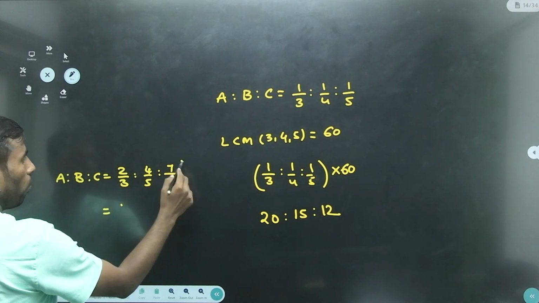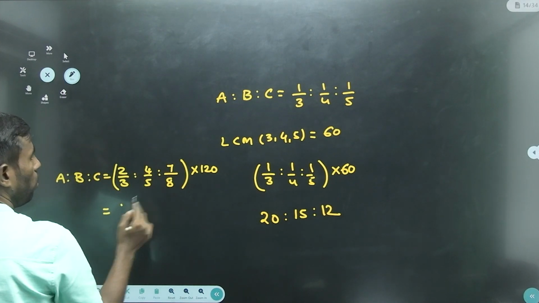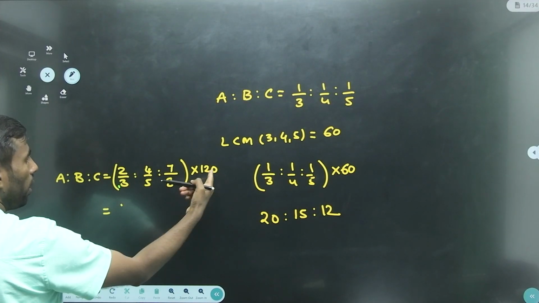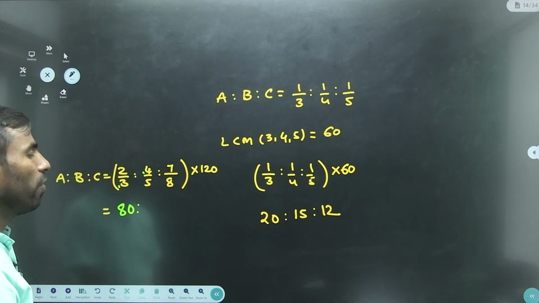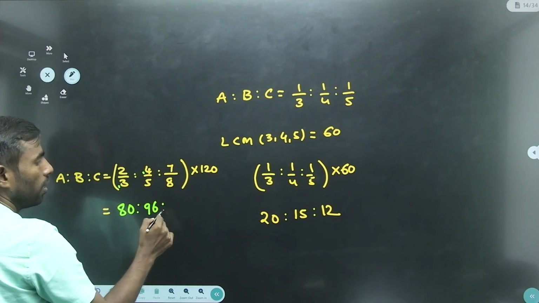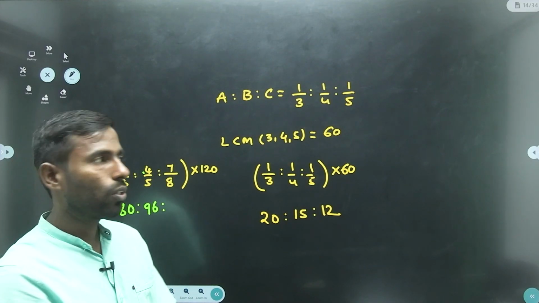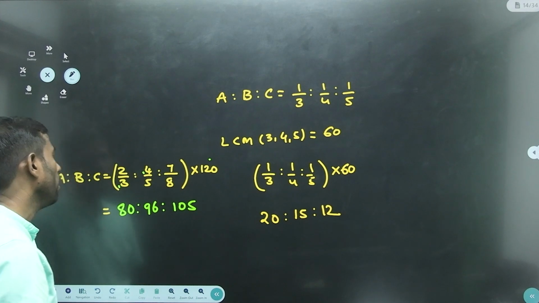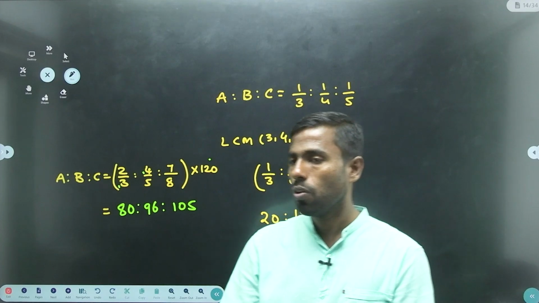So the common multiple is 120. 2/3 into 120: 3 into 40, 40 into 2, 80. 4/5 into 120: 5 24s are 120, 24 into 4, 96. 7/8 into 120: 8 15s are 120, 15 into 7, 105. So the ratio is 80 is to 96 is to 105.